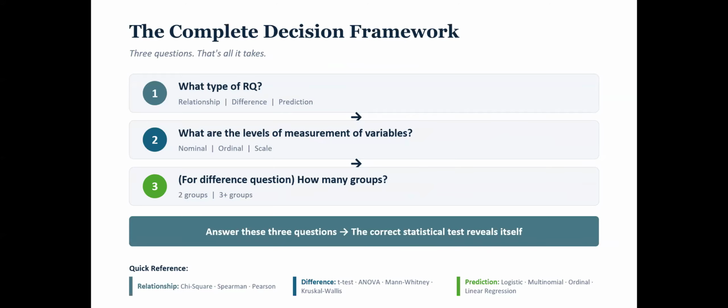So, what kind of research question do you have? What are the levels of measurement? And if you have a grouping variable, how many groups do you have? Then you can see the quick reference down below: we're in chi-squares and Pearson and Spearman correlations for relationships. We're in t-tests and ANOVAs for differences, and for prediction, we're all in regression land.